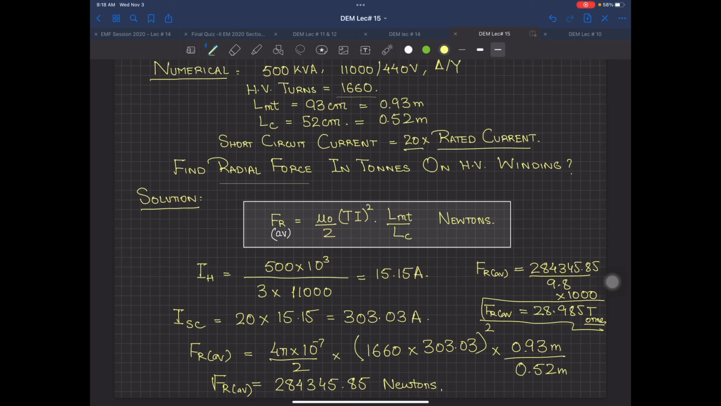What is the KVA of the transformer? 500 KVA, and in a short circuit the force is 28.985 tonnes. That's why, whenever a distribution transformer is working at full load, or by chance it's raining and there is a short circuit fault, please don't go near it, because it's going to explode. If the high voltage winding explodes with such force, you can imagine the tank and whatever oil, it's going to go off up to 200-300 meters very easily.